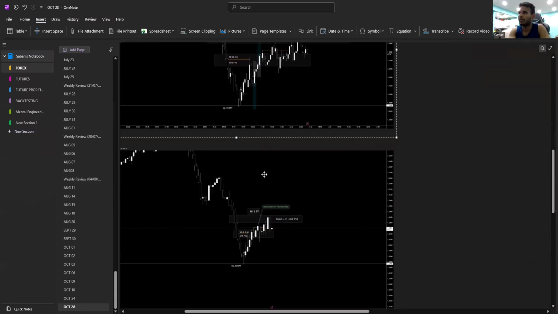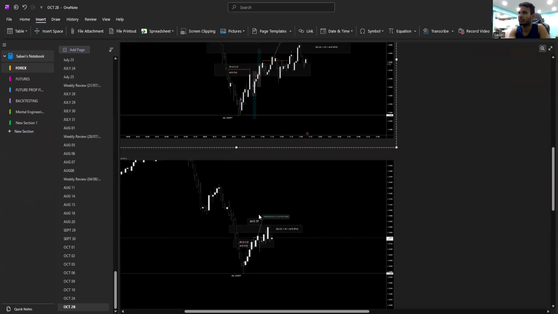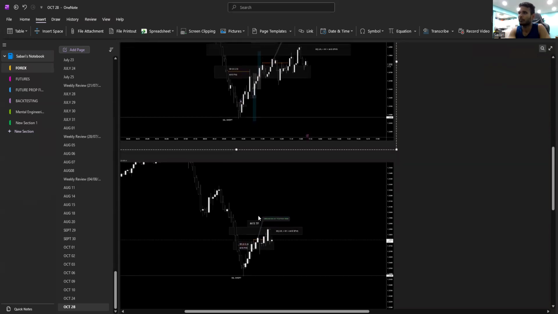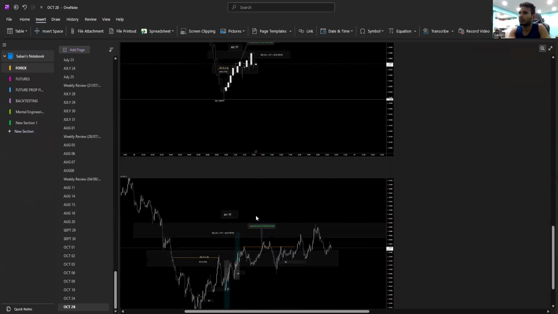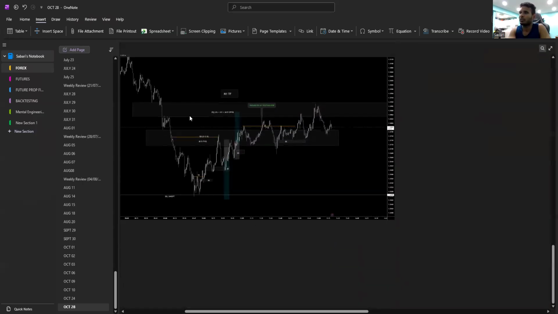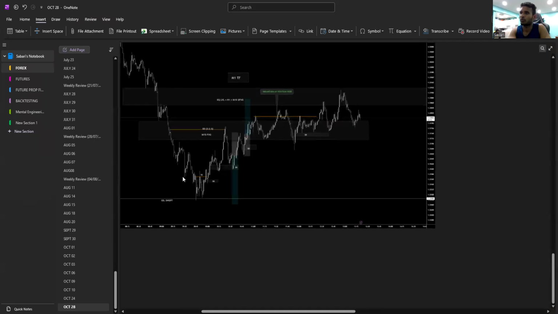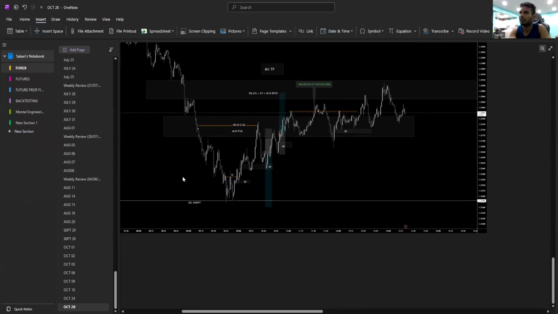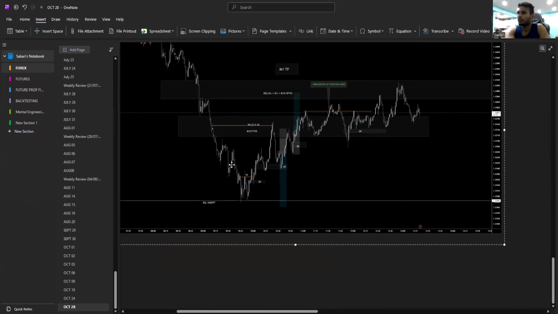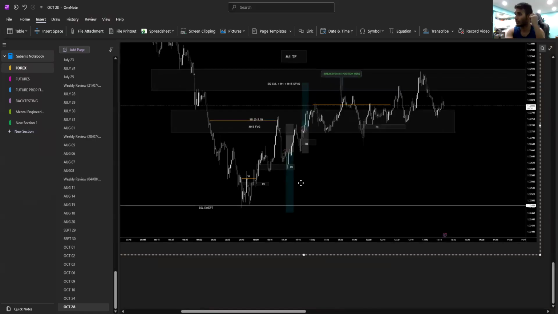This is M15, and this is M5. So I don't find any model to execute any position right here. So what I did is I just waited for price to give some reaction.